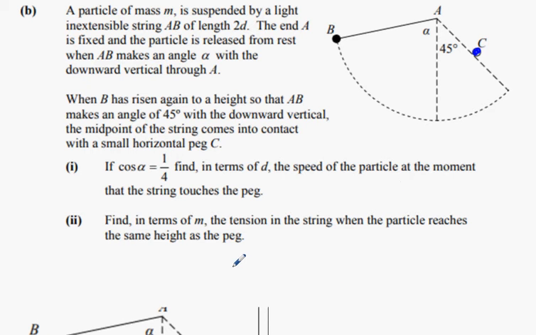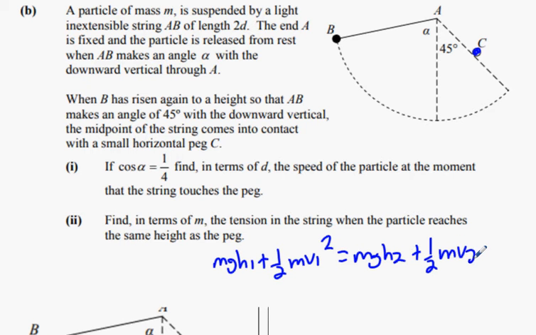So mgh1 plus a half mv1 squared equals mgh2 plus a half mv2 squared. I always tend to make the baseline, so that's height equals 0. Is everybody okay with that? h equals 0 right there. Now what I have to find out is, if I put a horizontal line this way, I need to find out the yellow height.